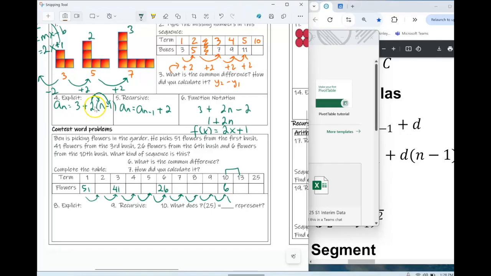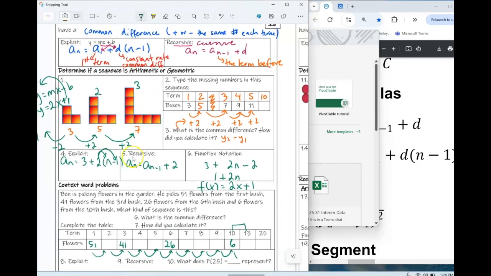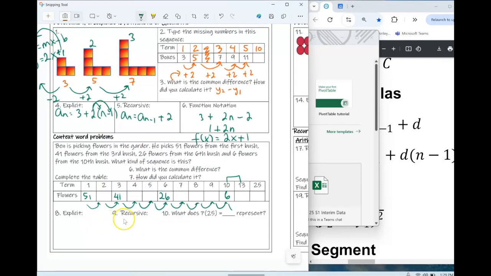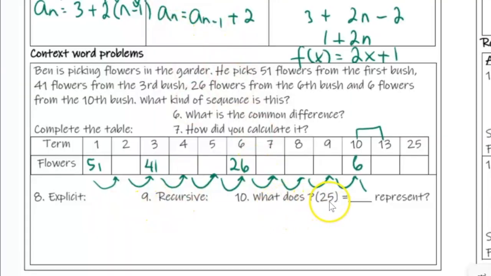So again, you're going to use the formula that we wrote right here. Give me the explicit formula. Give me the recursive formula. Use this formula right here. And then what does P of 25 equal and what does it represent? So you're also finding P of 13 and P of 25. Let's practice.